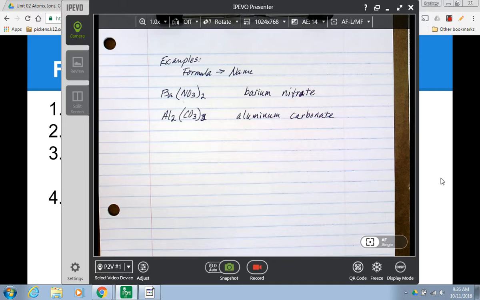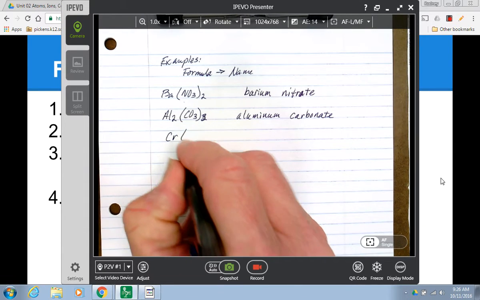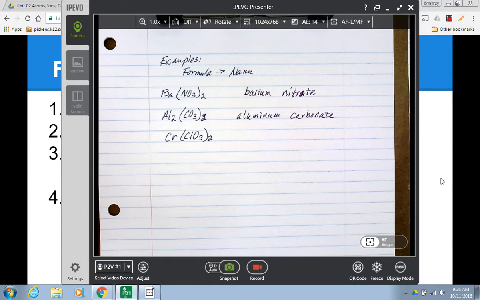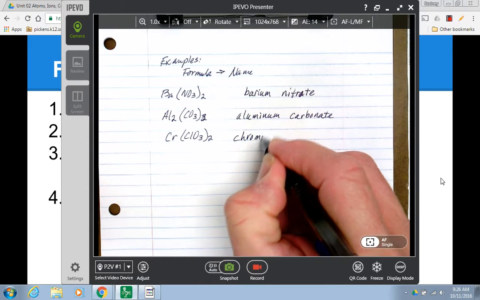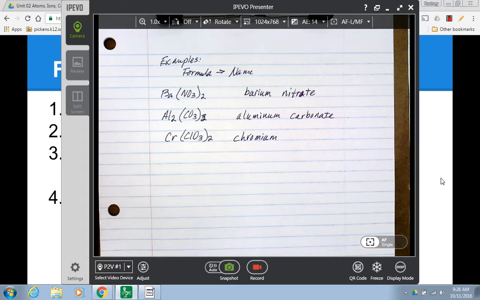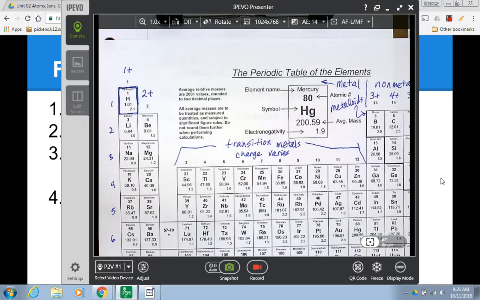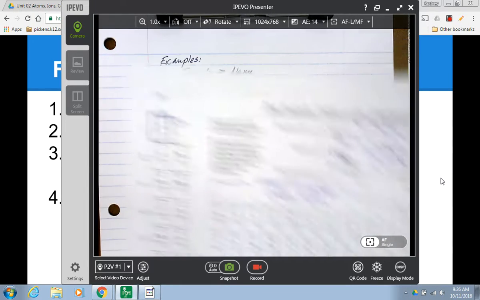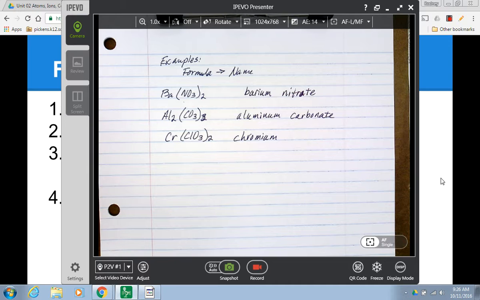All right, let's take a look at another example. Let's look at Cr and ClO3 with a 2 on the outside of the parentheses. All right, so Cr, well, that's chromium. Again, look it up if you're not sure. And then we ask ourselves, is chromium a transition element? Is it found in the middle? Well, consult your periodic table. Chromium is located here. It's in group 6. So since it's contained within the transition metals, we have to do something a little bit different with chromium. What do we need to do? Well, we need to write a Roman numeral to tell us the charge of chromium.